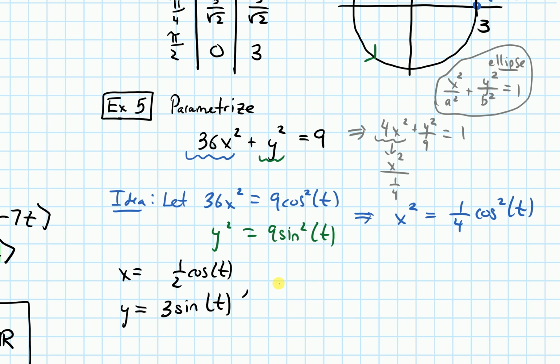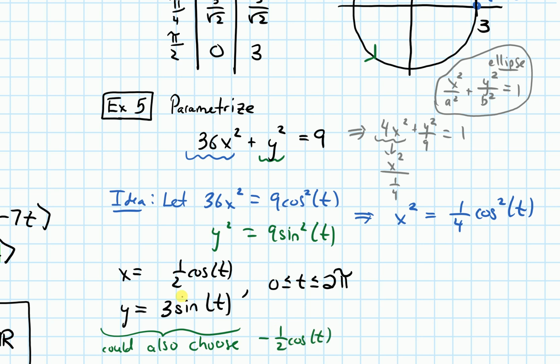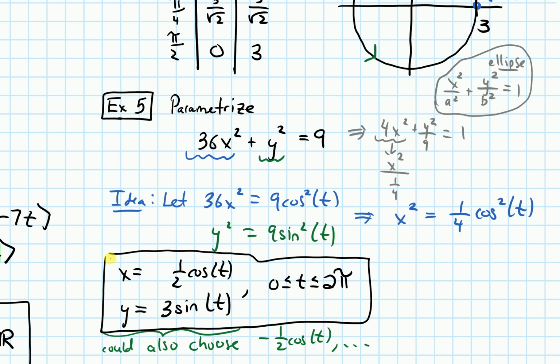And again, I'm going to let t be between 0 and 2 pi because that's going to account for going all the way around this ellipse, in this case, just one time. But note, we could also choose negative 1/2 cosine t if we had wanted to, and negative 3 sine t. It just gives us a different parametrization, which might correspond to things like a different direction or a different speed around the curve. Okay.